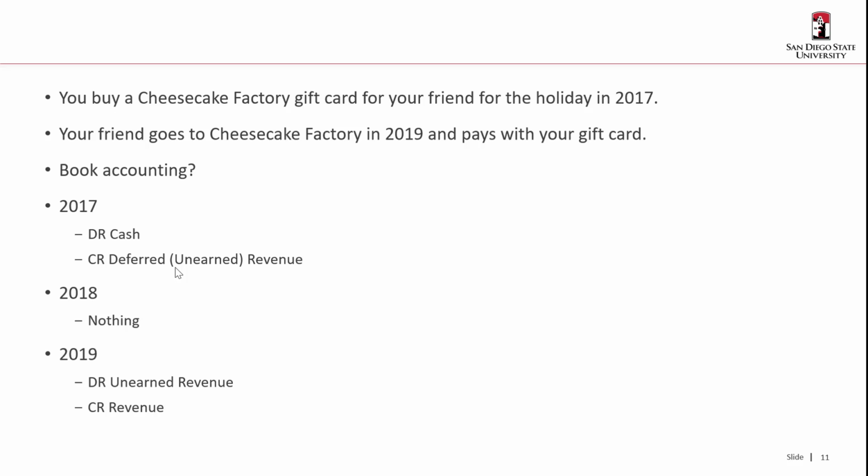And then in 2019, what happens is they would now debit unearned revenue and credit the revenue account because, in fact, they have converted that unearned revenue into revenue because you've presented the gift card, or your friend has presented the gift card and paid. And of course, underlying that would also be an entry for the cost of goods sold, right? So there would be a cost entry for whatever it is the Cheesecake Factory sold to you.